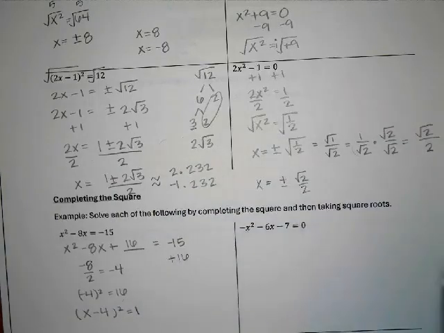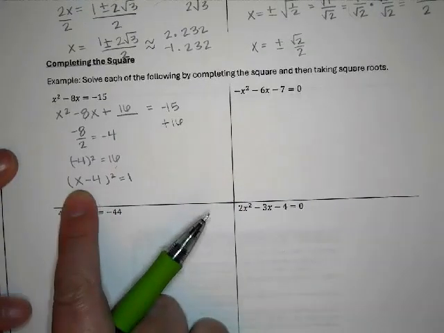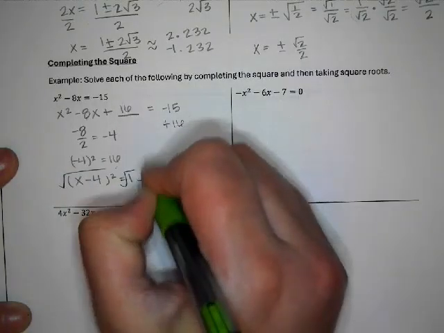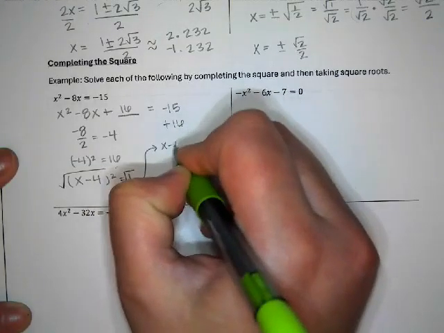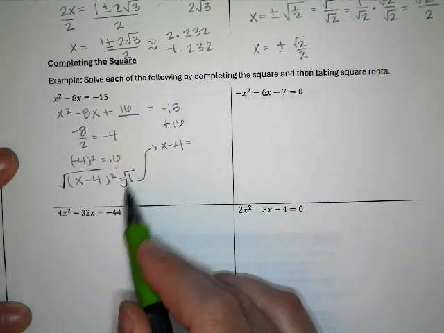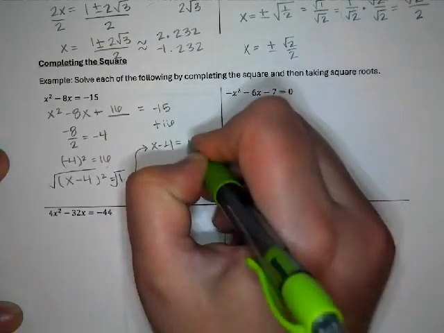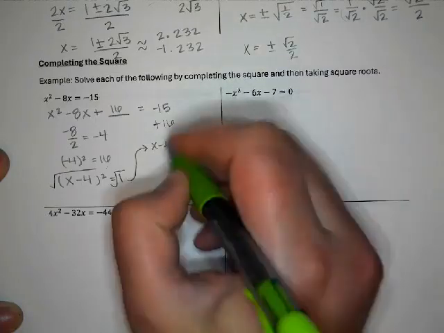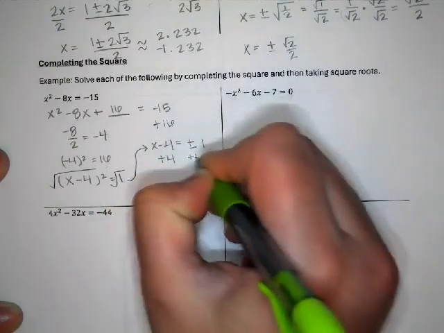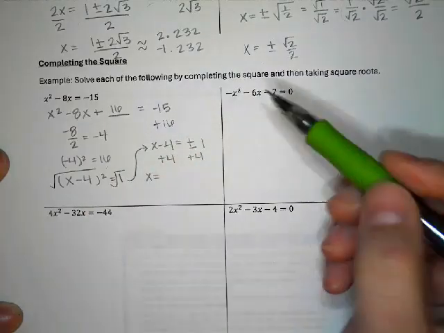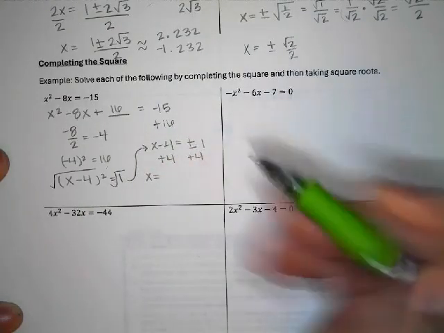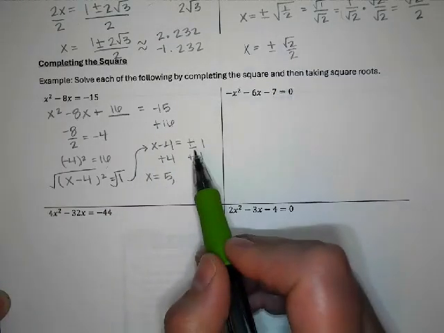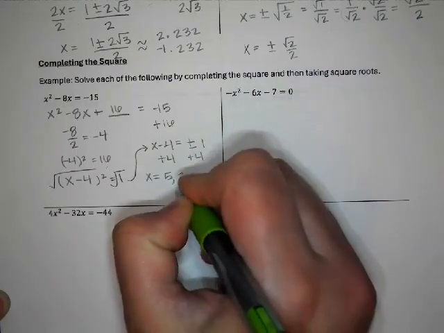So now we're going to solve for that x. We're going to square root both sides. I'm going to put my work up here. I get x minus 4 equals plus or minus the square root of 1. The square root of 1 is just 1, so plus or minus 1. And then I have x minus 4, so I'll just go ahead and add the 4 over. So I have positive 1 plus 4, which is 5. And I have negative 1 plus 4, which is 3.